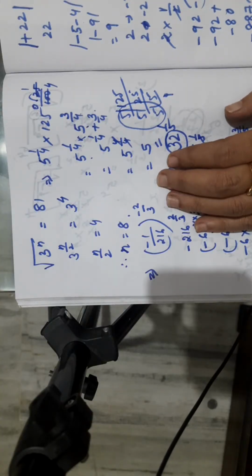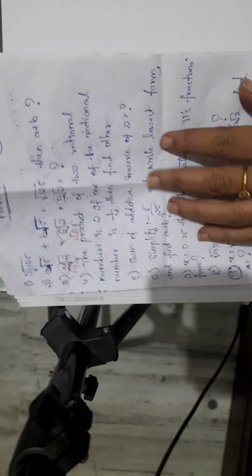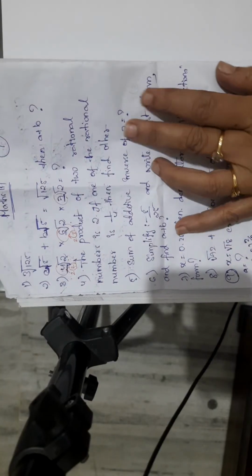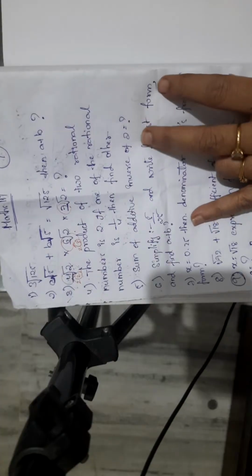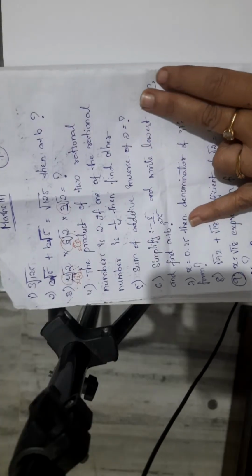Okay. Now the next question. Here it is given: the sum of the additive inverse of 2 and its additive inverse. So it's 2 minus 2, which is 0.